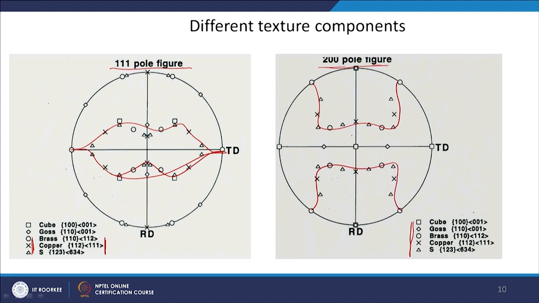Okay, so if you see this kind of intensities on the pole figure, large number of grains oriented like this, then you know that these are the texture component which are projecting on the pole figure.